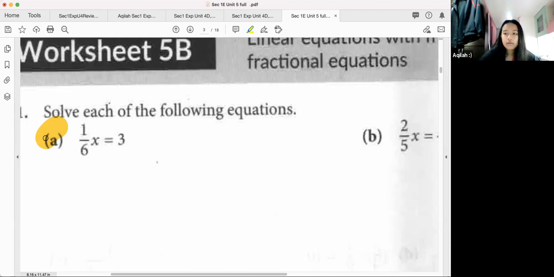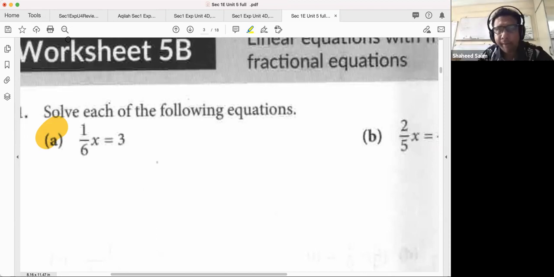X equals 18. Well done. Okay, how do you do this? You use a calculator, is it? 3 divided by 1 over 6. Okay. Come, I'm going to show you the seesaw method, okay? Seesaw method, by looking at it, you can know the answer.